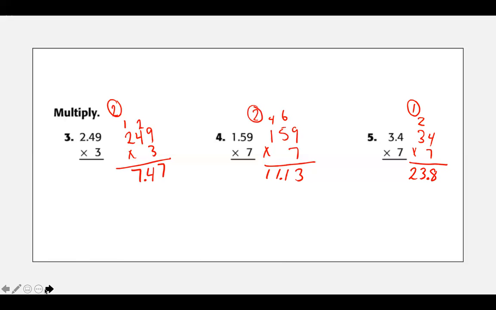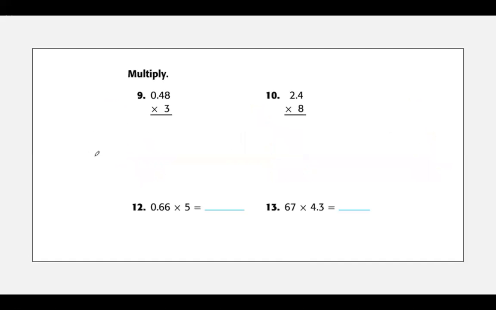let's do some more. Okay, we have 48 hundredths times 3. Now, I do not need to have that 0 there when I rewrite it. I can just write it as 48 times 3. Okay, if you want to put the 0 there, you can. However, we're going to get the same answer.